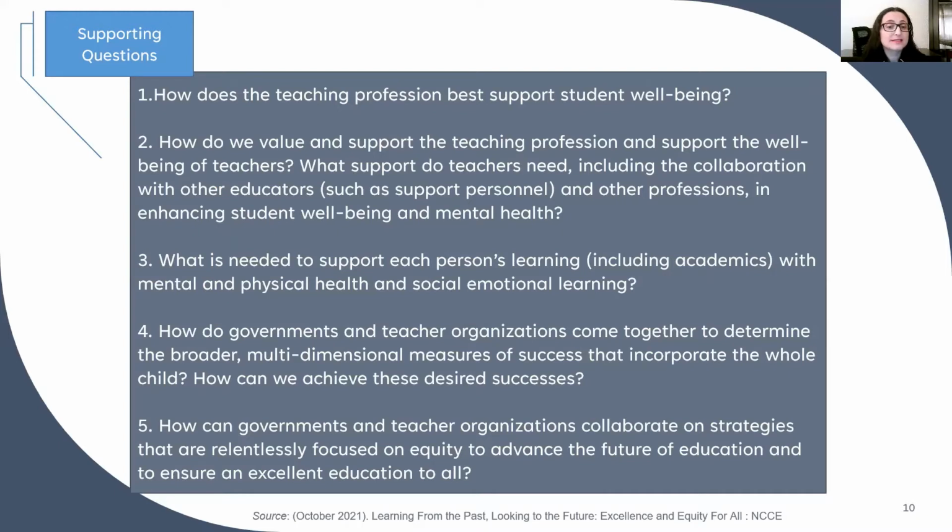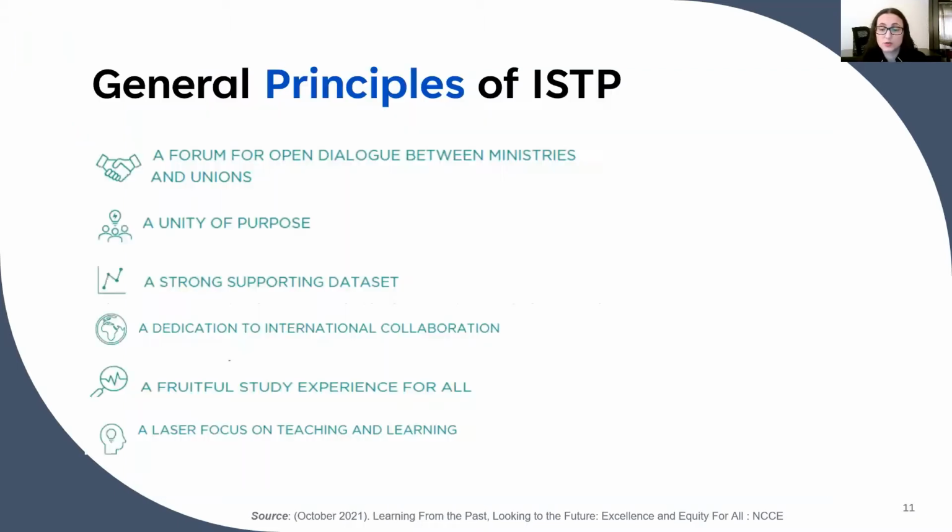How do governments and teacher organizations come together to determine the broader multidimensional measures of success that incorporate the whole child, and how can we achieve these successes? And question number 5, how can governments and teacher organizations collaborate on strategies that are relentlessly focused on equity to advance the future of education and to ensure an excellent education to all?